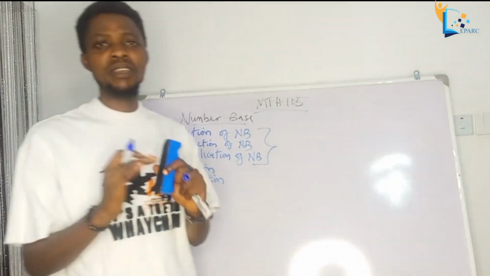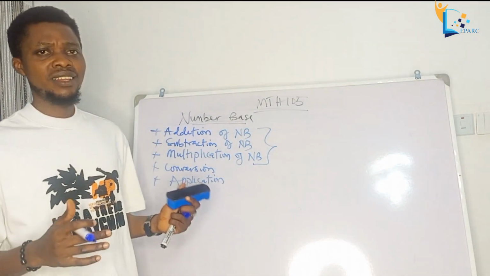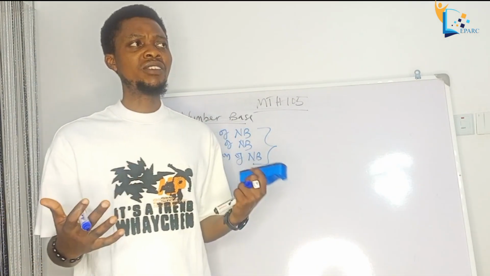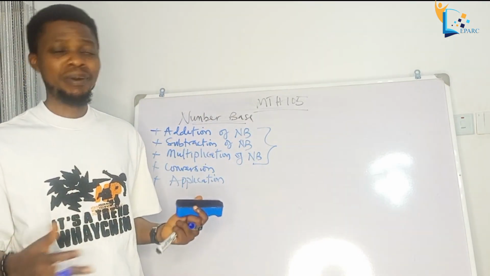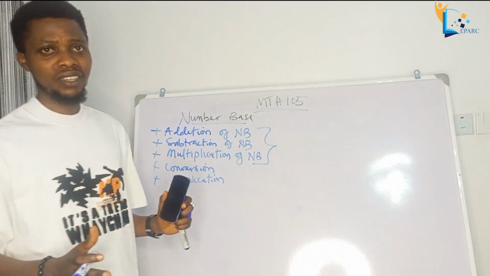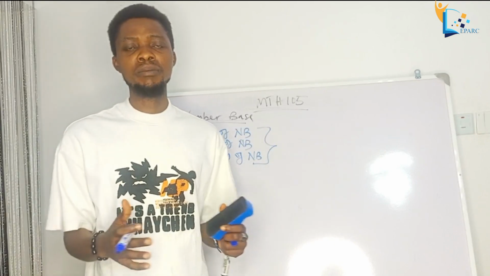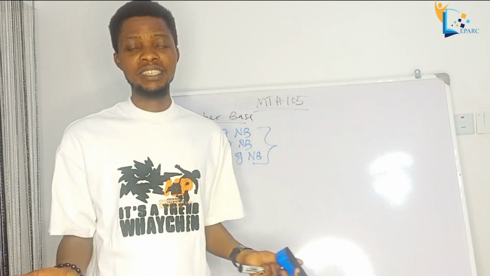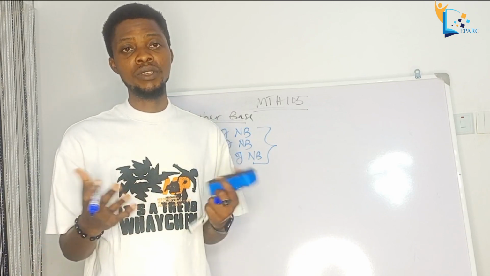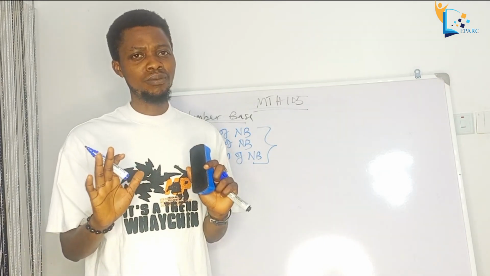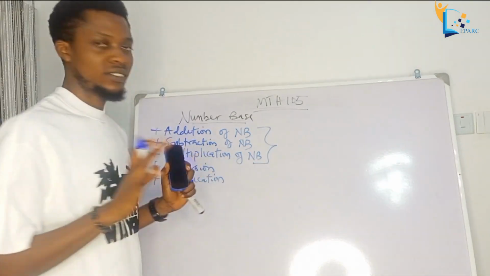Now, what is number base? Number base simply refers to the number of digits or combination of digits that a particular number system uses to represent numbers. A particular counting system uses to represent numbers. And the two most common ones that are used are the decimal number base, known as base 10, and the binary number base, known as base 2. So these are the two common bases that are used, base 10 and base 2.